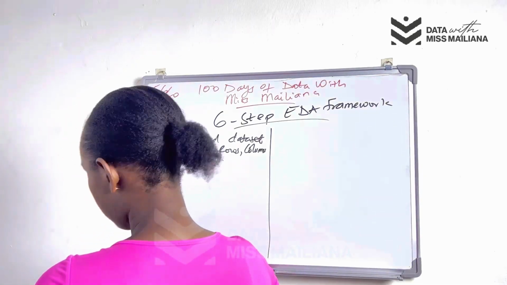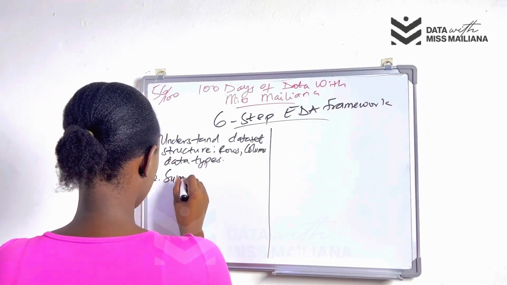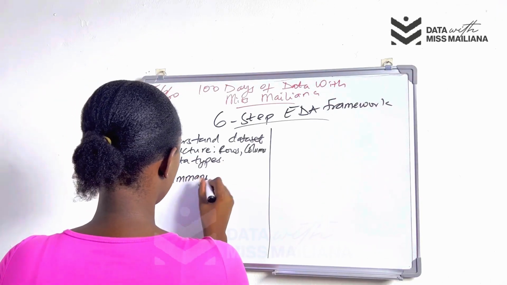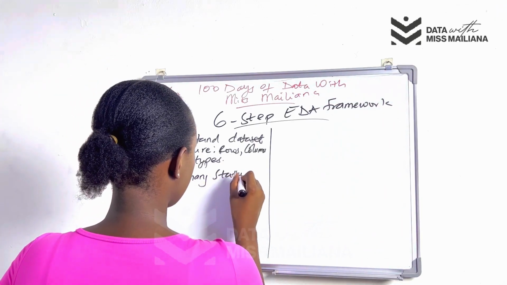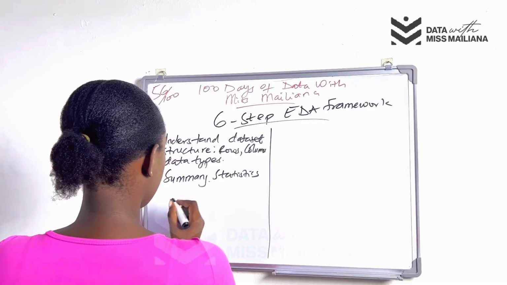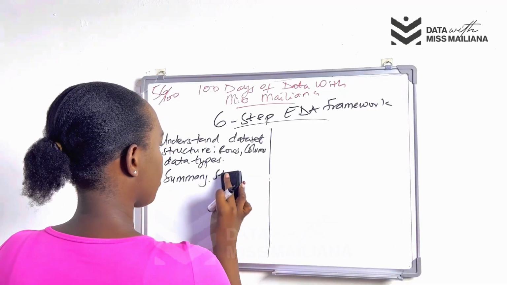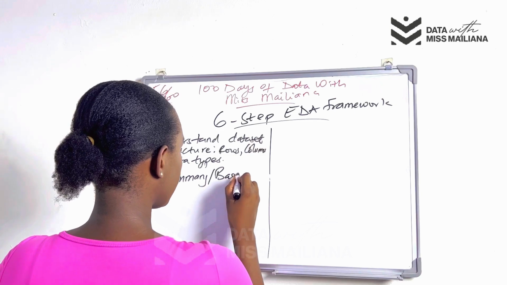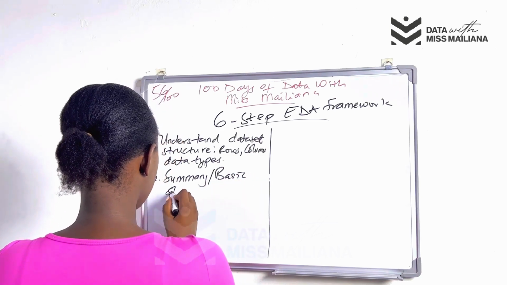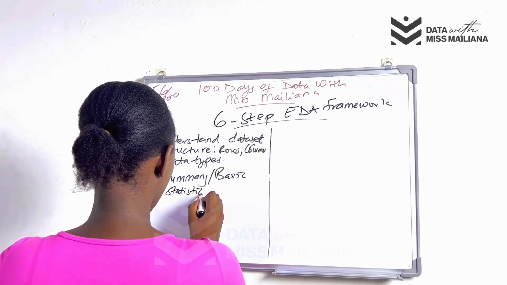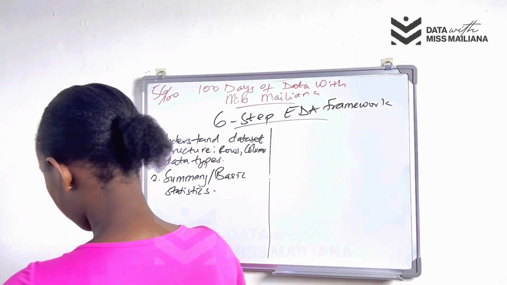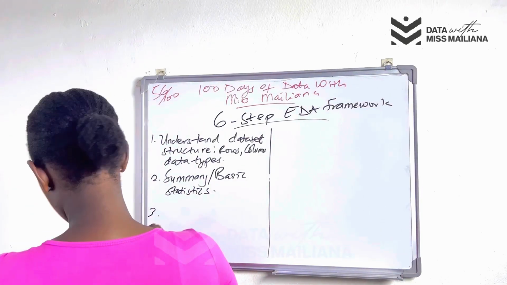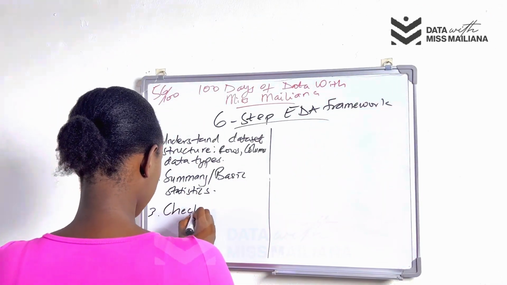All right. Number two is summary statistics. The second step is what? Summary statistics or basic statistics. I think I mostly mentioned basic statistics on here more. Basic statistics. Then number three, you check your distribution.